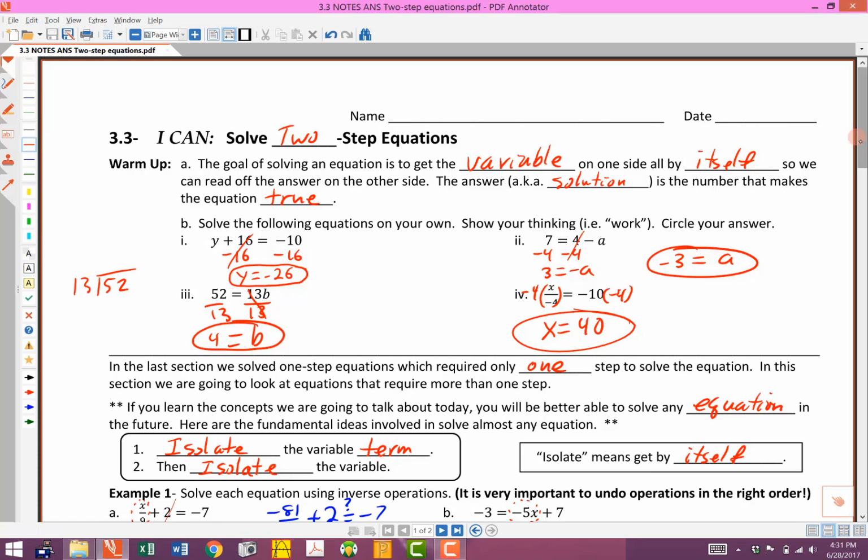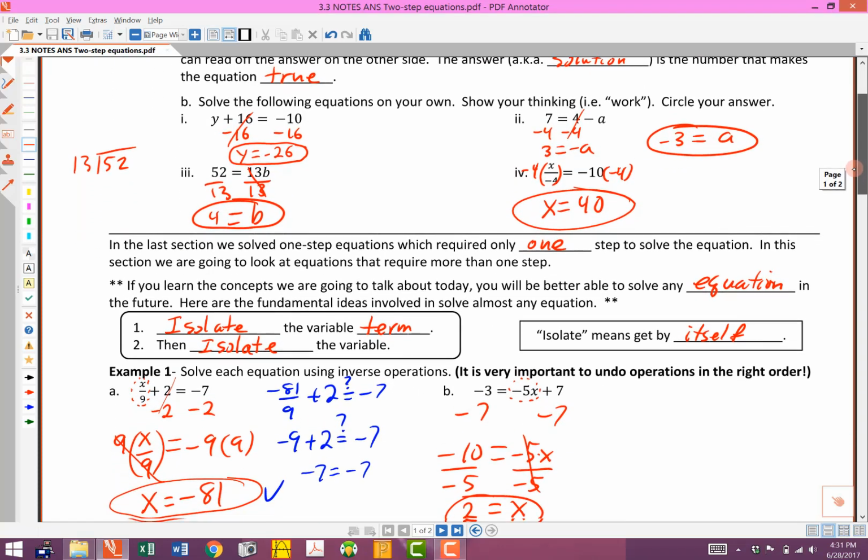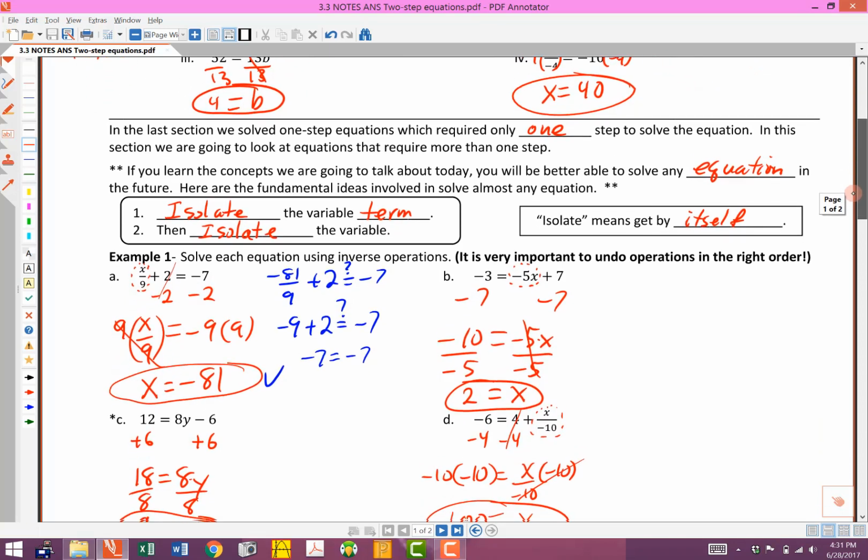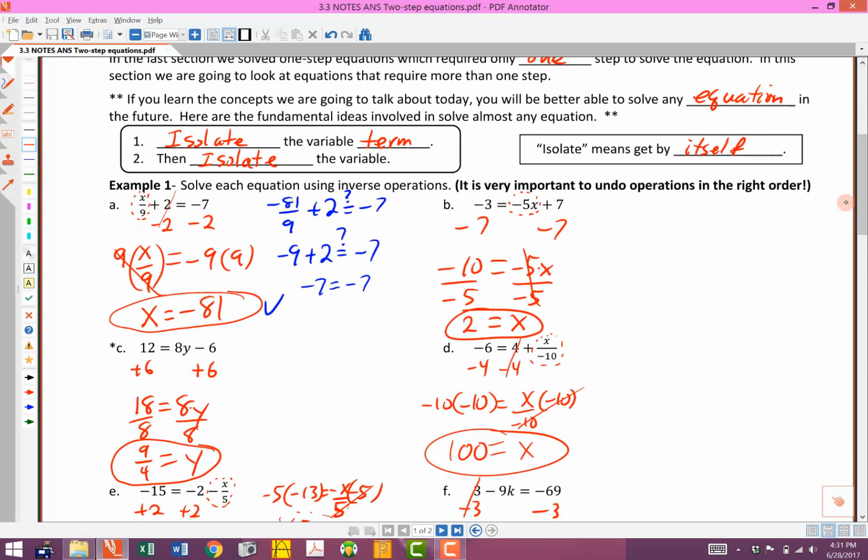Alright, so you'll remember at the end of the previous video when we were talking about solving two-step equations, we'd gone through and talked about how there are basically two steps here. We isolate the variable term and then we isolate the variable. And remember, isolate means get by itself.